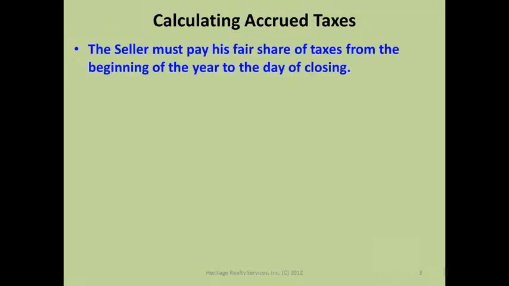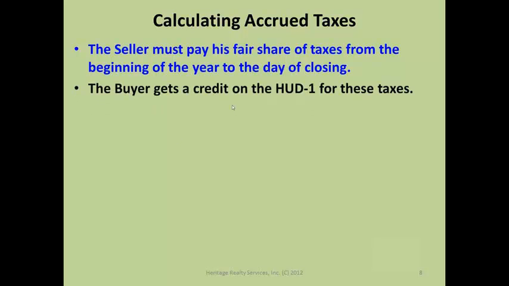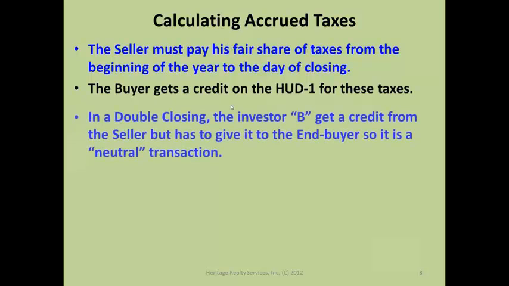In calculating accrued taxes, the seller of the property must pay, as I said, his fair share of taxes from the beginning of the year to the day of closing. Does he have to do that? No. There's no law that says you have to do anything in closing in a real estate transaction other than to do it legally. So you can put those charges on your side, his side, whatever it takes to get it closed. The buyer then gets a credit on the statement, on the HUD statement, which I just showed to you on the left-hand side.